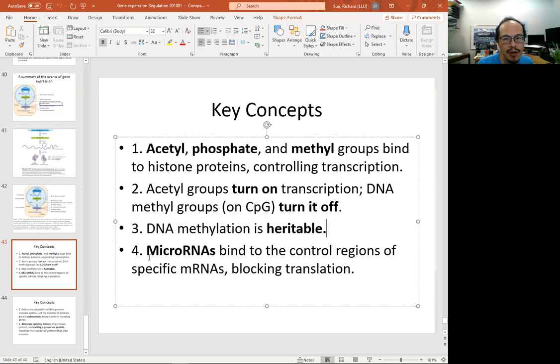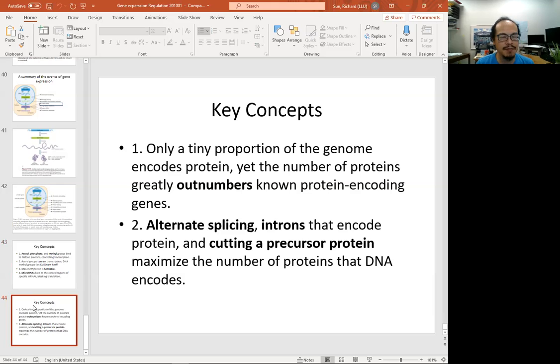The next one is that microRNA can silence the RNA translation. And the last one, but not least, is how the number of genes is limited, but we can produce so many different types of protein. That is due to so many different steps of the regulation or control of gene expression. Alternative splicing and the cutting of the precursor protein maximize the number of proteins that DNA can encode. So that's that.